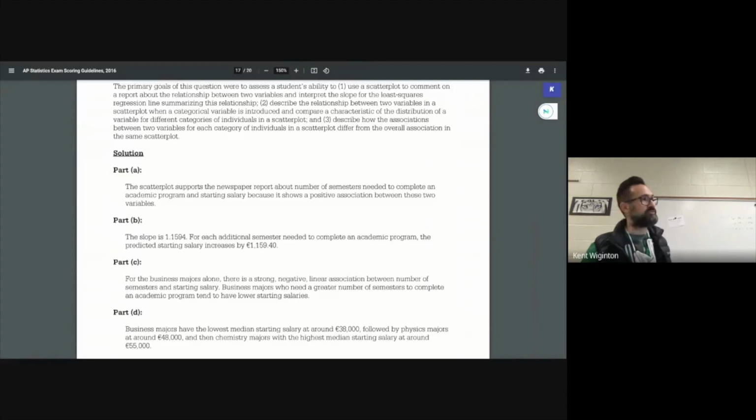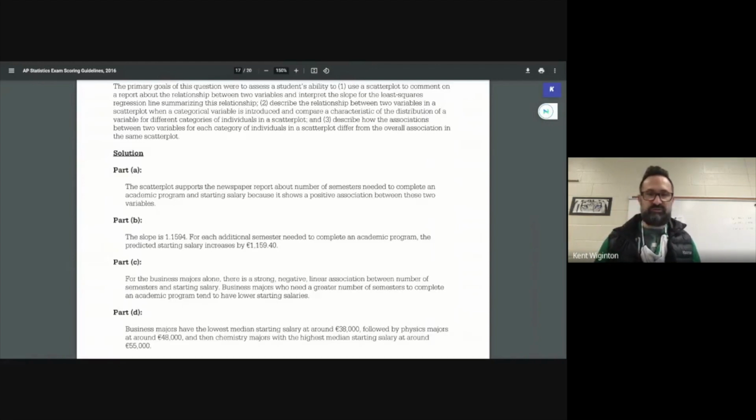You have it backwards. It's always for each X, the Y changes by the slope. You can see clearly that X is on the X-axis here, and the starting salaries are the response to the number of semesters you've taken. So in this case, the slope is 1.1594. You can see that right in the table.